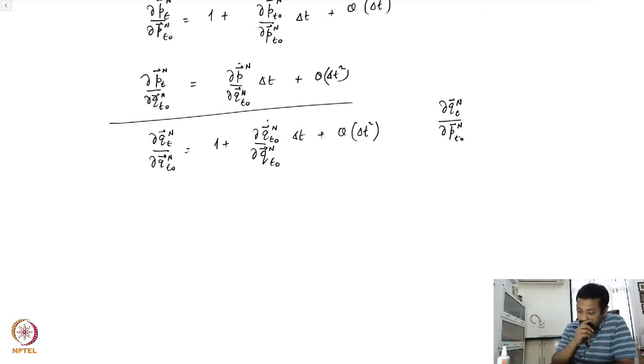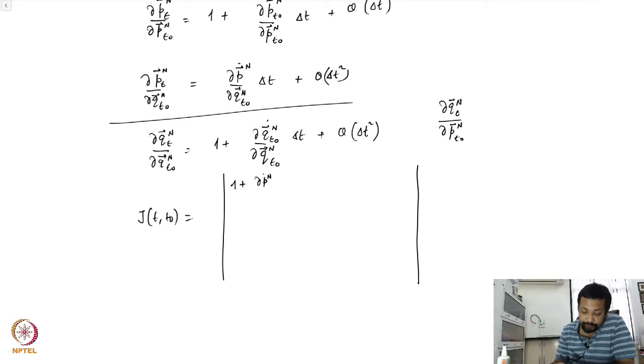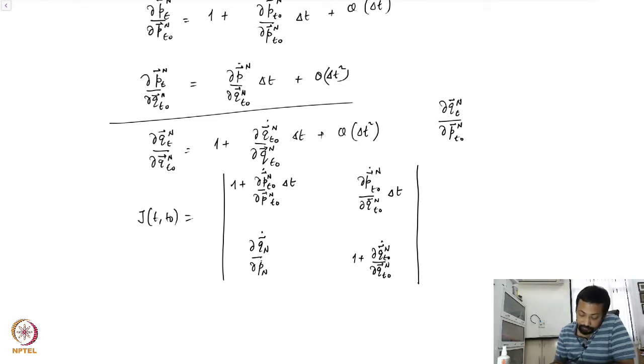So now, using this form of the Jacobian and Hamilton's equations of motion, what I should have is 1 plus del P dot n t0 over del Pn t0 delta t. We'll ignore the higher order terms here. The other diagonal entry is going to be 1 plus del Qn dot over del Qn, both evaluated at t0. The off-diagonal product is del Pn dot t0 over del Qn t0 times delta t, times del Qn dot over del Pn t0 times delta t, correct?